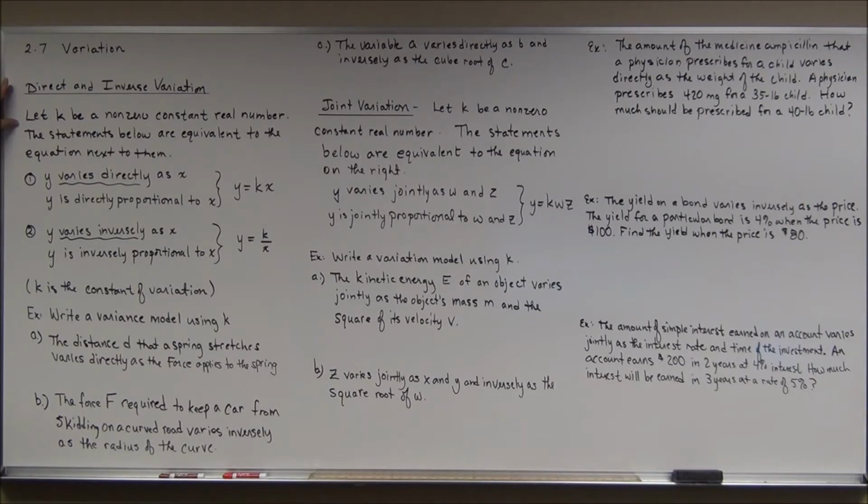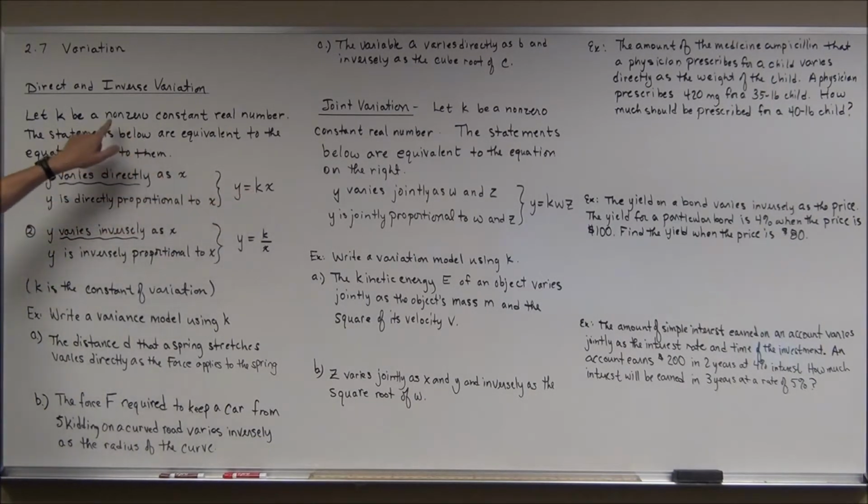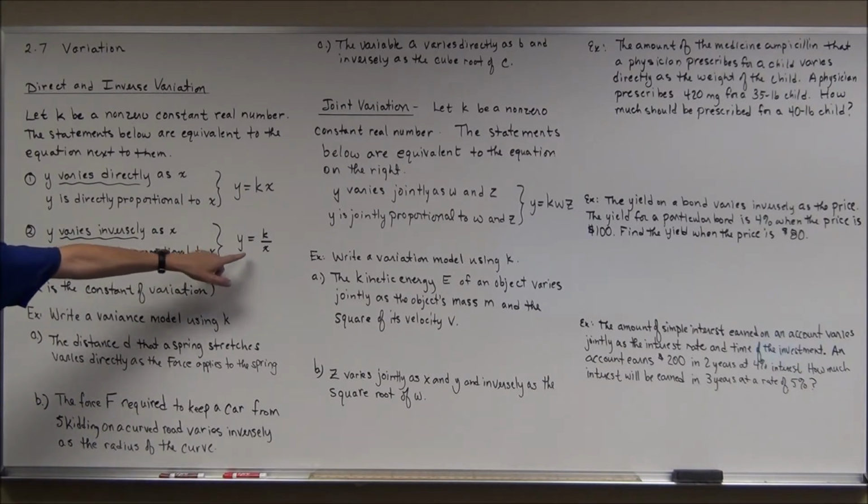Let k be a non-zero constant real number. The statements below are equivalent to the equation next to them. So here it says y varies directly as x, or y is directly proportional to x, gives us this equation, y equals k times x. K there is that non-zero constant, which we're going to call the constant of variation.